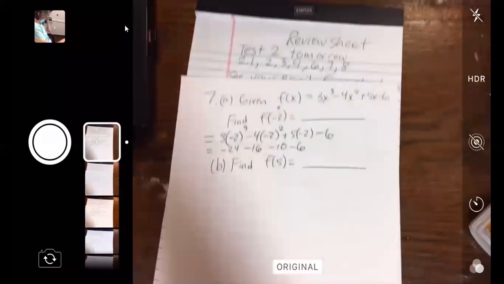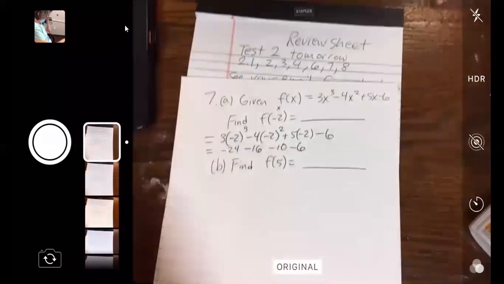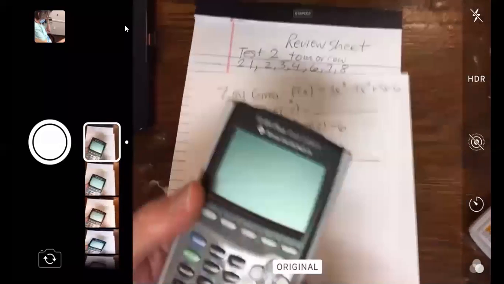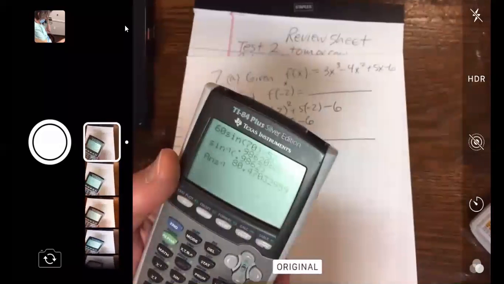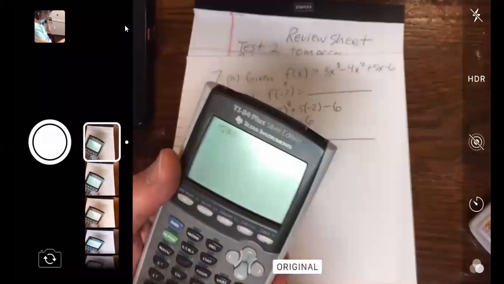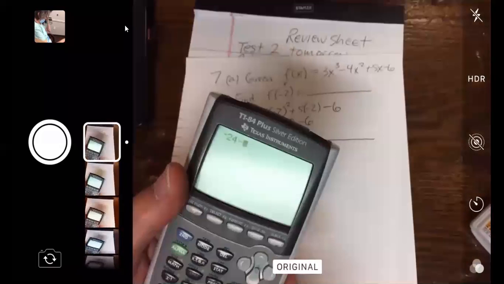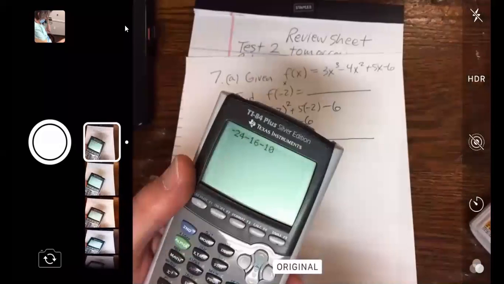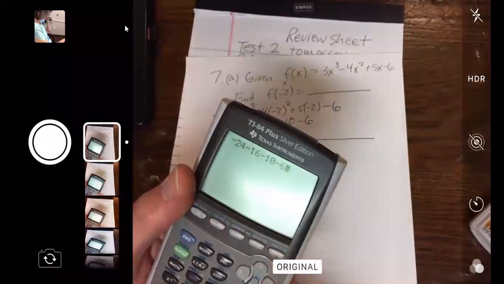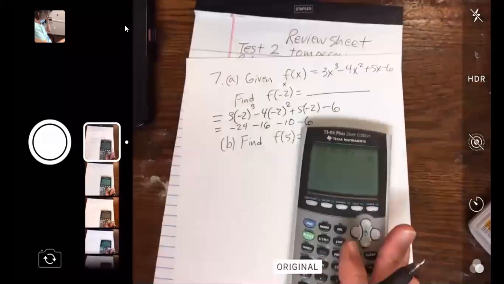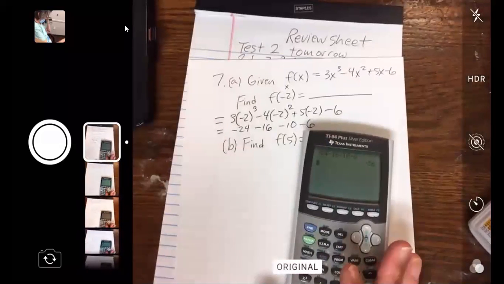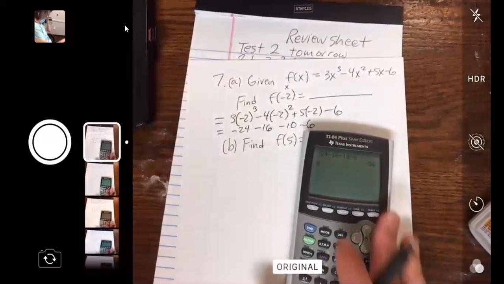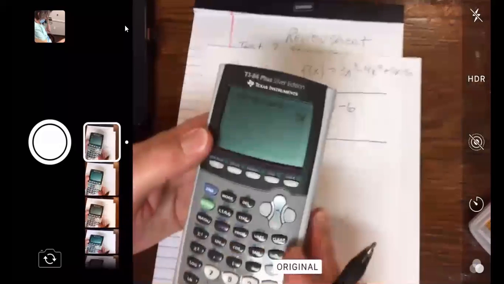Yes, there's my calculator. I hope this is what I punched in. I just wrote the number down. Negative 24 minus 16 minus 10 minus 6. Of course, I could punch it with the powers as well. I got negative 56. Please let that be what I got so I don't look like an idiot. It's a miracle. You want to see it punched with the powers on the calculator?